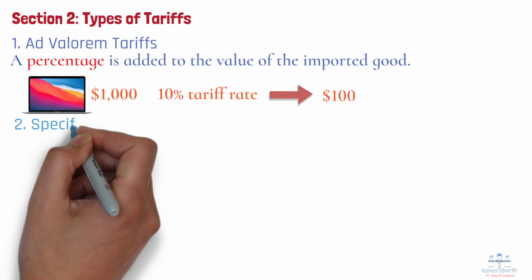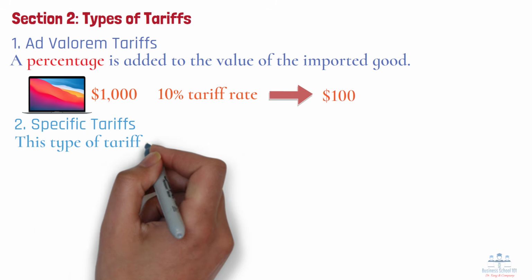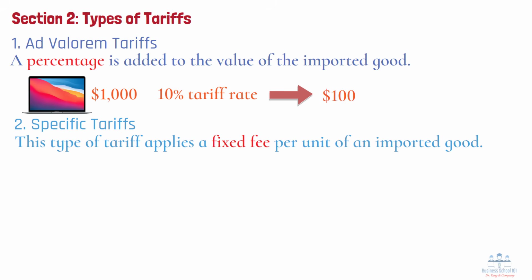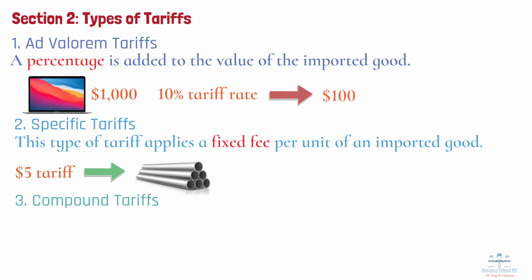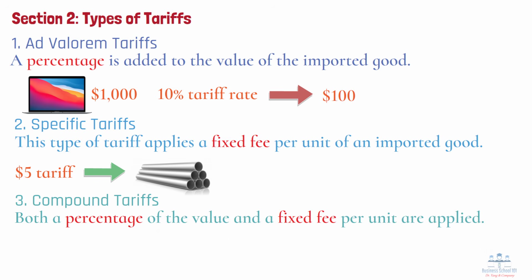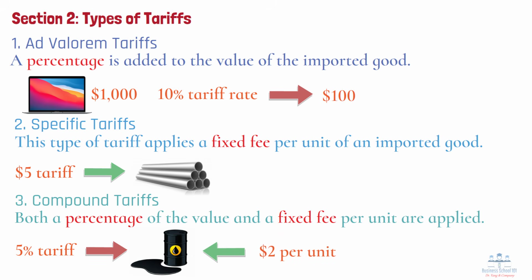Number 2. Specific tariffs. This type of tariff applies a fixed fee per unit of an imported good, regardless of its value. For example, a $5 tariff might be imposed on every kilogram of imported steel, regardless of the price of the steel. Number 3. Compound tariffs, a combination of both ad valorem and specific tariffs, where both a percentage of the value and a fixed fee per unit are applied. For instance, there might be a 5% tariff on the value of an imported product, plus an additional $2 per unit.